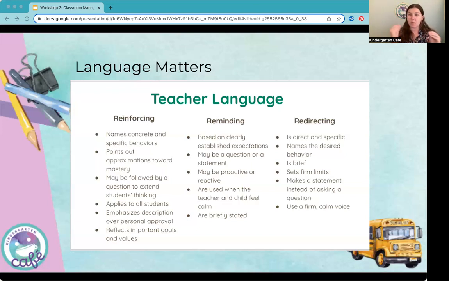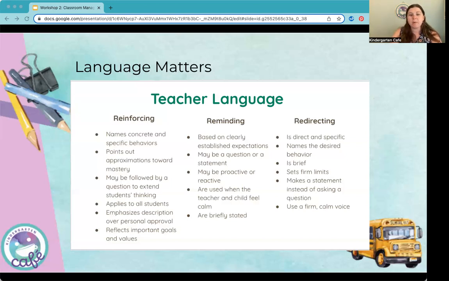We want to be specific about what it is that we like, that we want to see more of, that we're impressed by. It adds a little more of that relationship piece when you're pointing out specific things that they did, as opposed to just a blanket good job, that they don't get much out of.